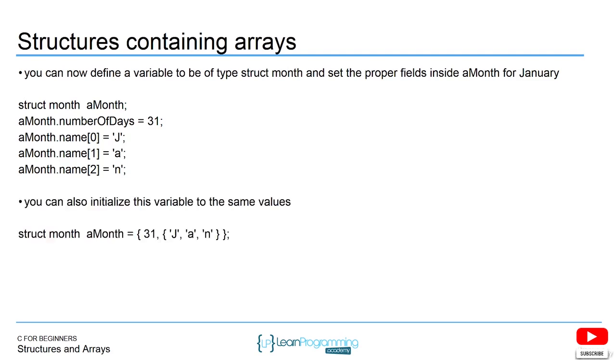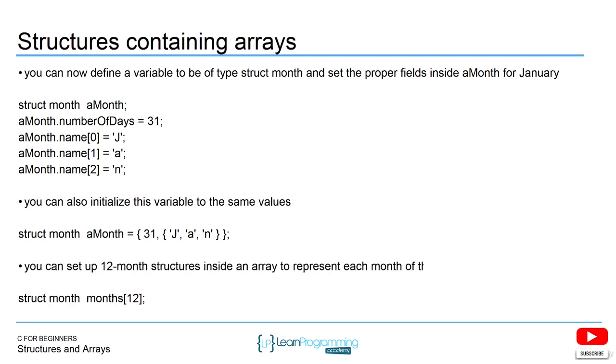You can also initialize the variable to the same values by doing something very similar when you declare the variable. Just inside the curly braces, because it's an array, you can have inner curly braces and then the single quotes around each character. And you can set up 12 month structures inside an array to represent each month of the year. So now we can create a months variable, which is an array of size 12 of type struct month. And that can represent each month. And then for each month, we can specify the number of days and then the abbreviation for the month.